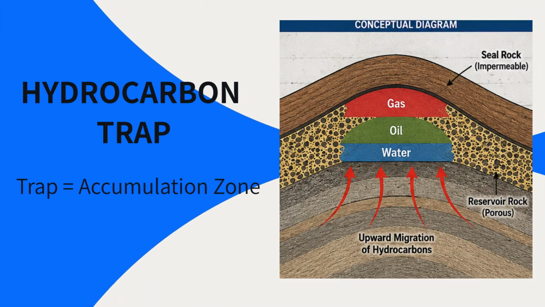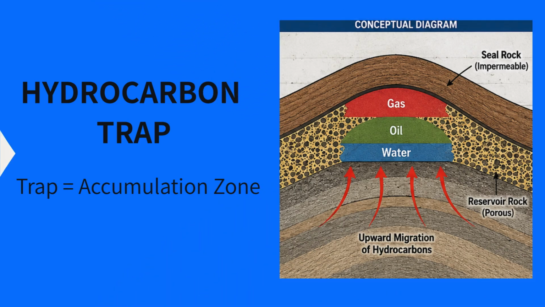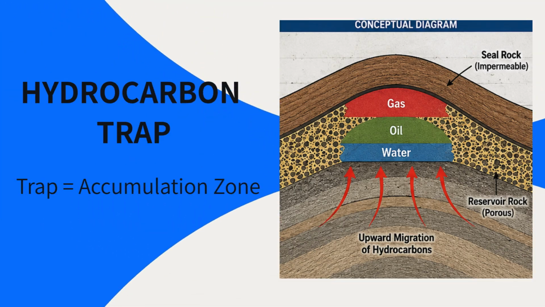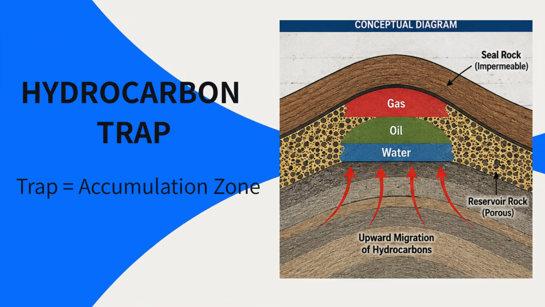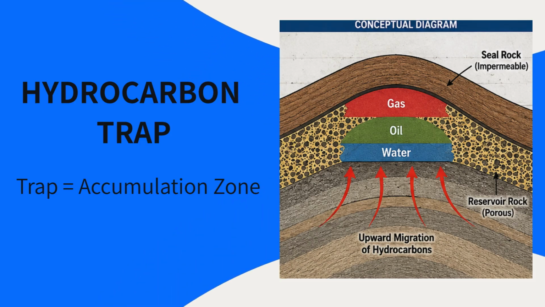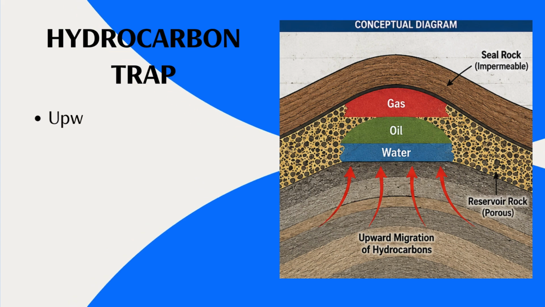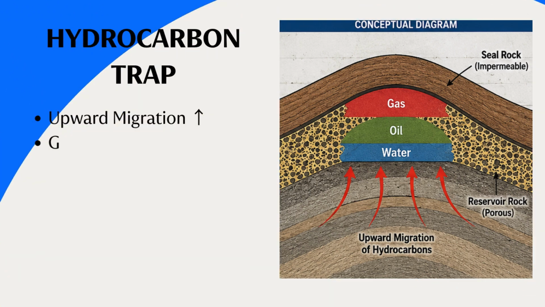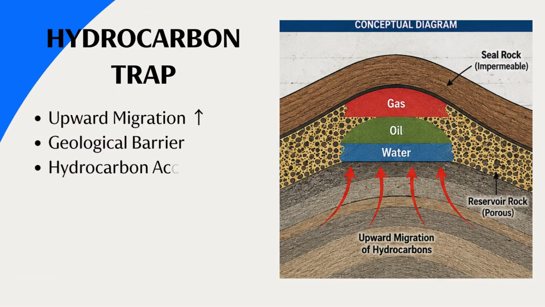Okay, let's imagine something. You have a bottle and you put some oil inside it. The oil can move around, right? But if the bottle has a closed cap, the oil cannot escape from the top. Something similar can happen underground. We know that hydrocarbons tend to move upward, but if there is a suitable geological structure that stops them, they can collect there. This is called a hydrocarbon trap.